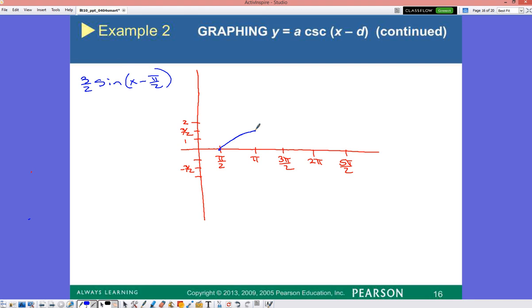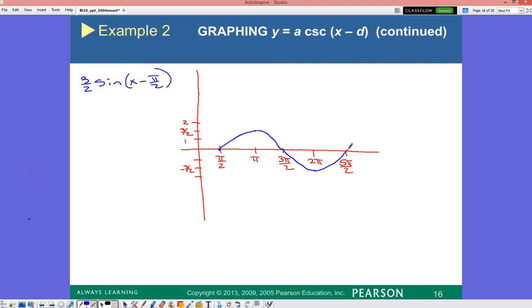Then over here, the next one, it goes down to 0. And then after that, it goes to negative 3 over 2, then back up to 0. So that is a graph of the sine wave.